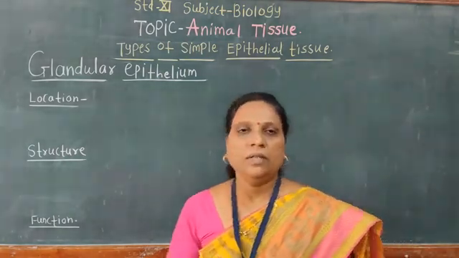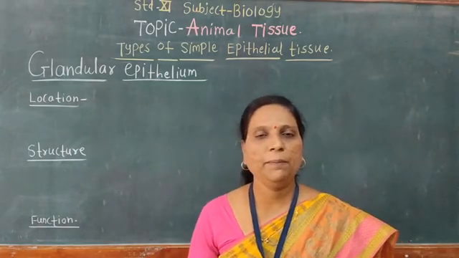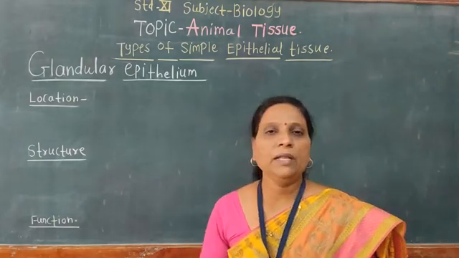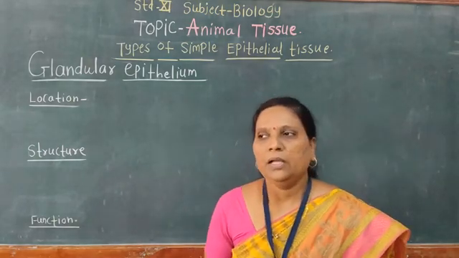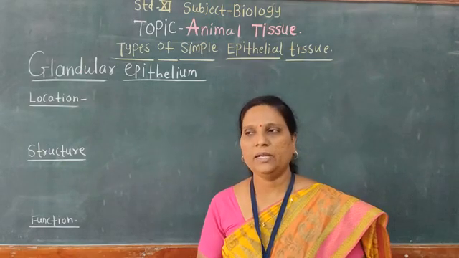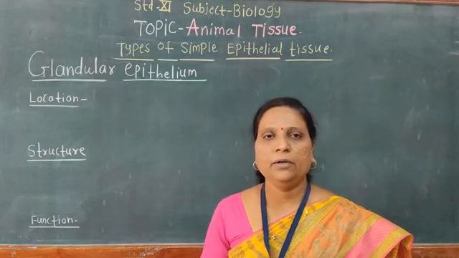Now the cells, their shape is changed. They may be columnar or cuboidal, or they may be pyramidal in shape. First of all, depending upon the mode of secretion, there are two types of glands, that is the exocrine glands and endocrine glands. We are going to study the exocrine and endocrine glands.